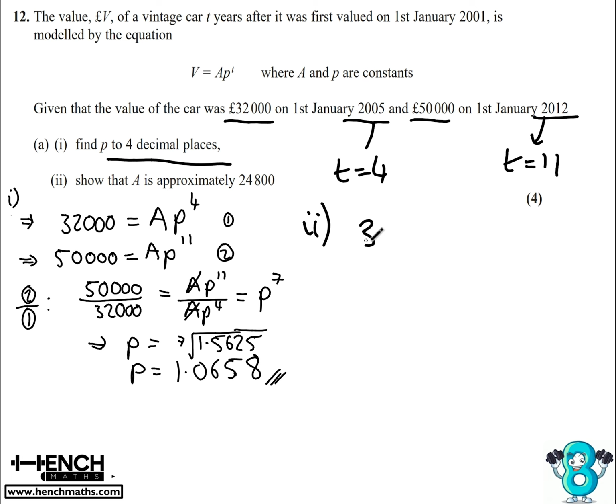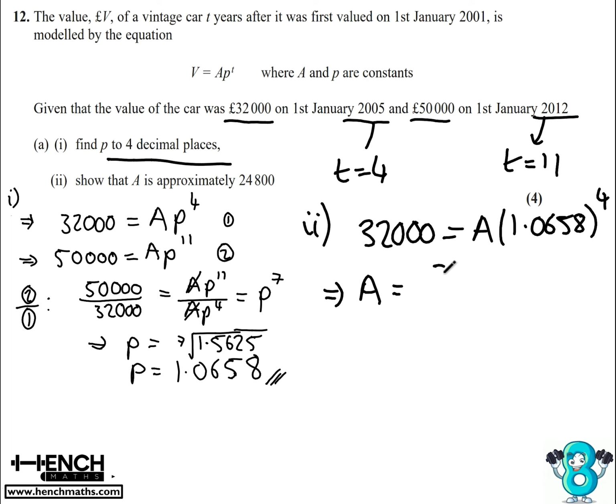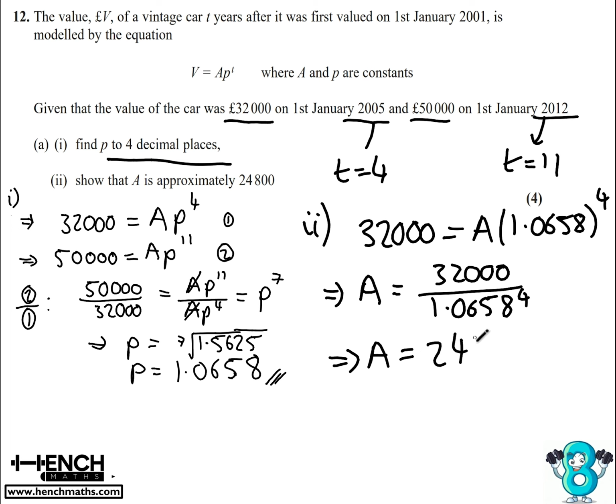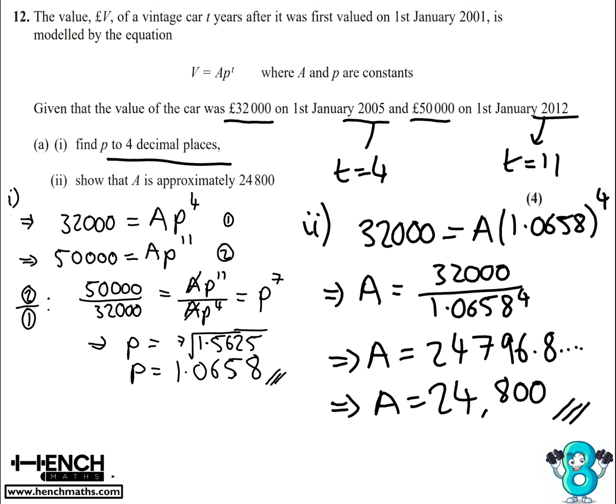So that means that 32,000 will be equal to A multiplied by P to the power of 4. So that's 1.0658 to the power of 4. So that means that A is going to be equal to 32,000 divided by 1.0658 to the power of 4. So that gives us A, a bit more accuracy than we need, 24,796.8, which is approximately equal to 24,800. So we've shown what they wanted in part A.